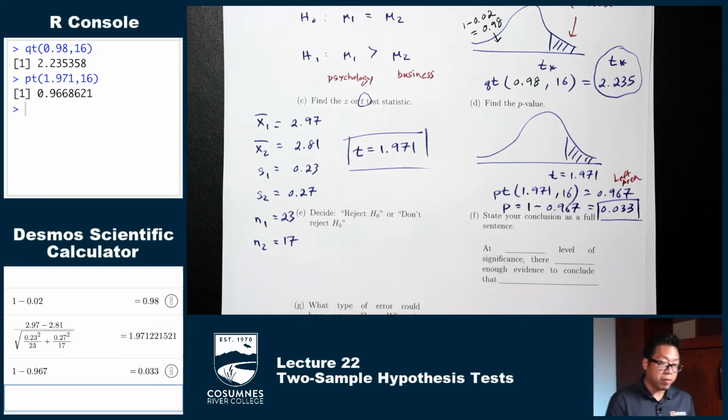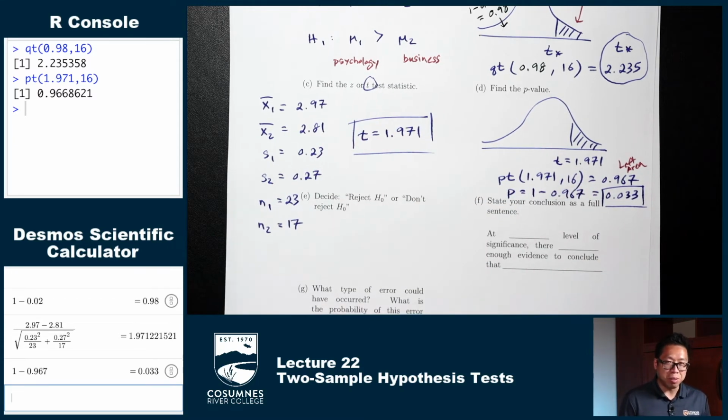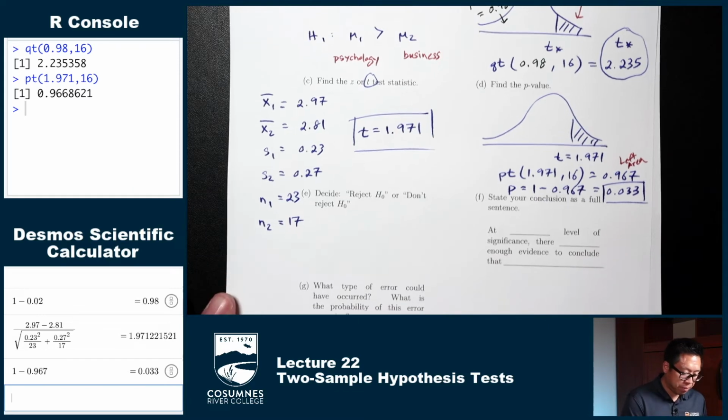Once again, p-values, we do expect small numbers. So if you end up with a big number, either you forgot to do a 1 minus or you did a 1 minus when you shouldn't have.